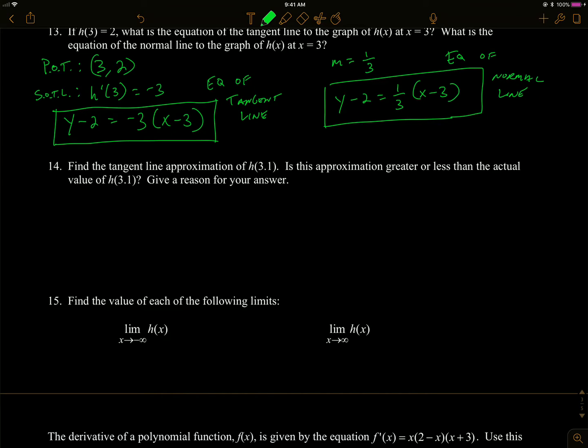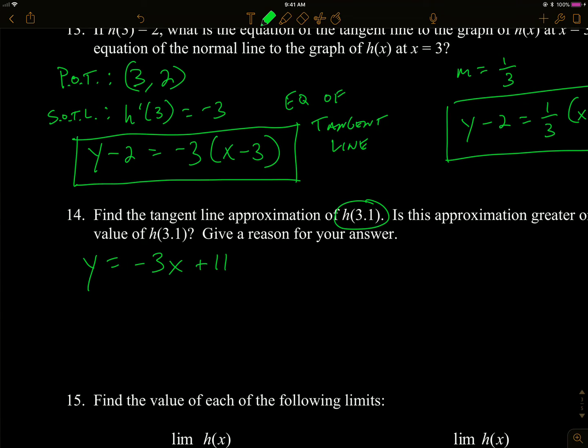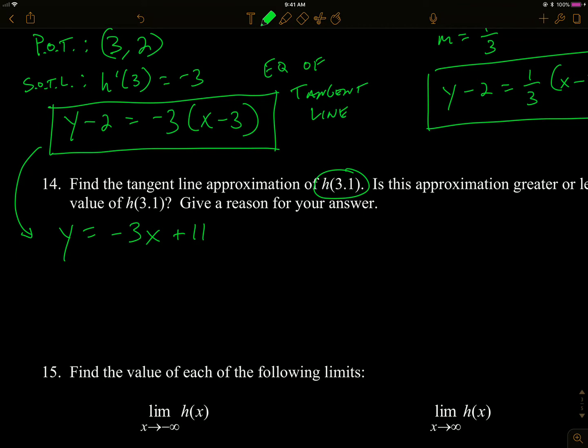Okay, 14, find the tangent line approximation of h of 3.1. So above, we just found the tangent line at an x value of 3. Now we're really close to that x value of 3 at 3.1, so we can use the equation of our tangent line to approximate. When we want to use the tangent line to approximate, we do want to solve for y. It's a little bit easier. So I just took my tangent line, solved it for y, and now I'm going to plug 3.1 in for x and solve for y.